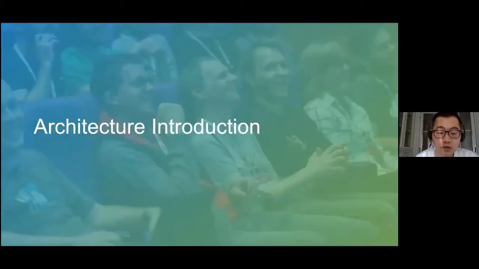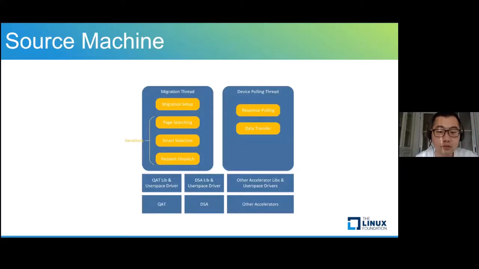Let's have a look at the architecture of this solution. On the source machine, at the bottom here, you can see that we could have multiple accelerators, and each of them has its own software stack, like the QAT library and the driver. On the top, there are two threads here. The migration thread is the one that's already in the existing queue. In the migration thread, I conclude it into 4 steps.